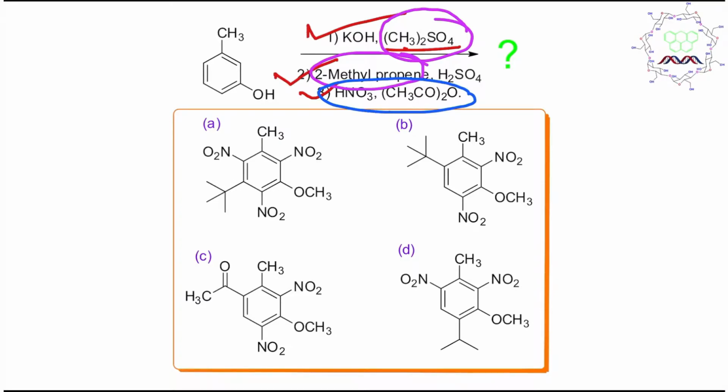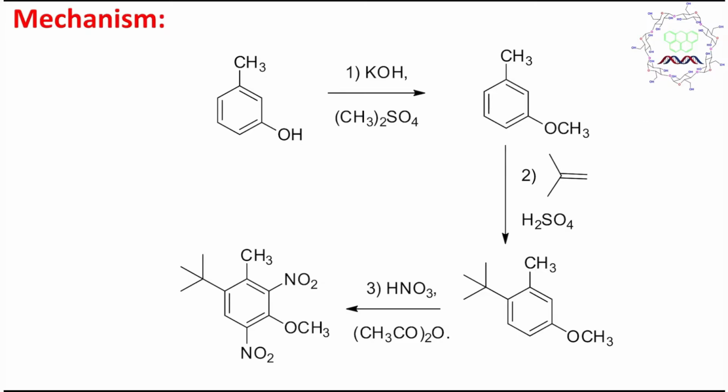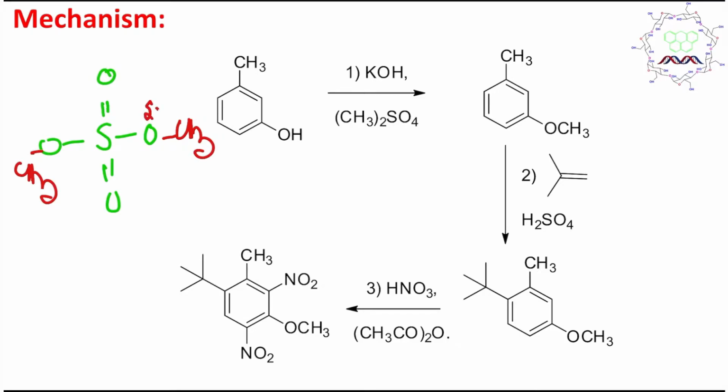Now let's start the mechanism. So the first step is KOH, dimethyl sulfate. This dimethyl sulfate is actually an electrophilic reagent, because if you look at the structure of this reagent, this is dimethyl sulfate. So in this case OCH3, this is also OCH3. So this is delta positive, this is delta negative and this is delta positive. Now it can act as a good electrophile. You may compare this thing with methyl iodide.